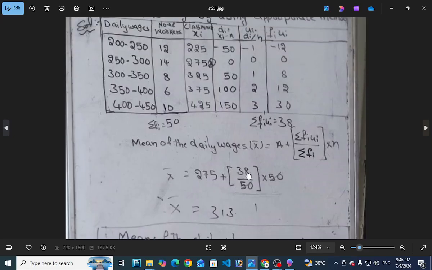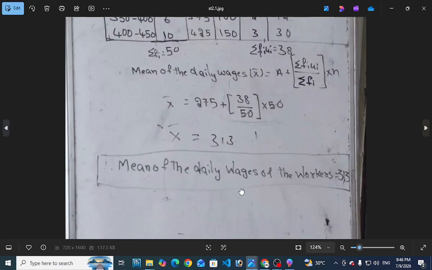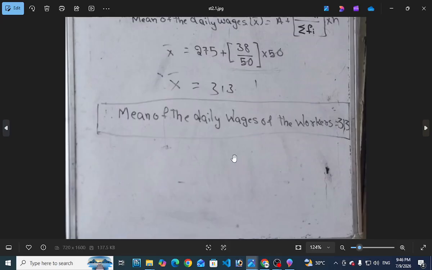Like that, if the data is large in size, then we use the deviation and step deviation methods to solve the problem in a simpler way.